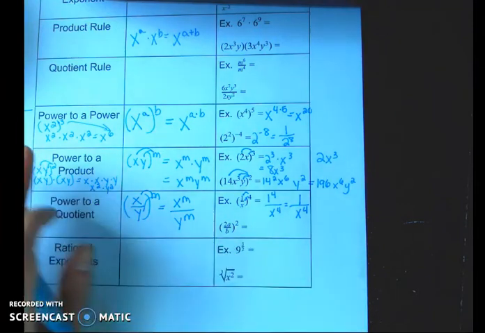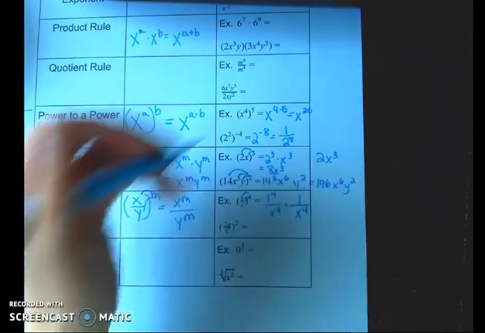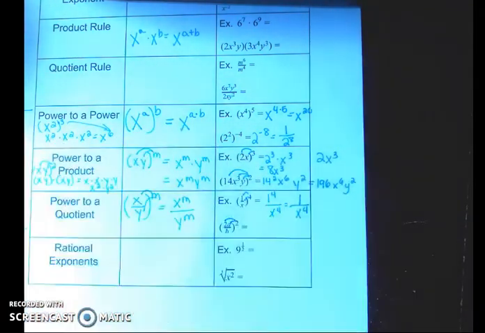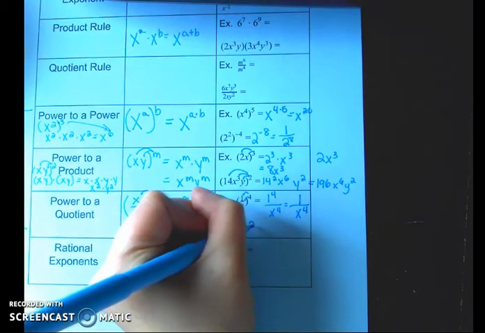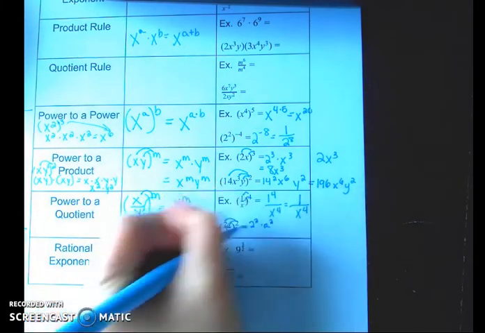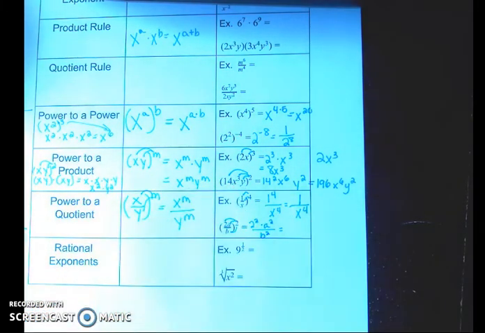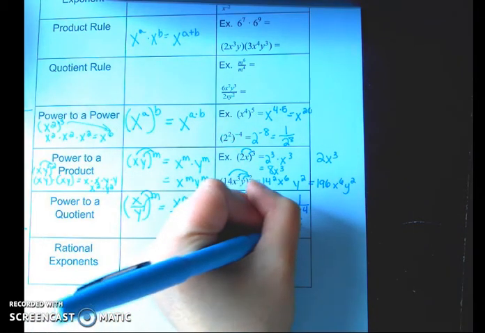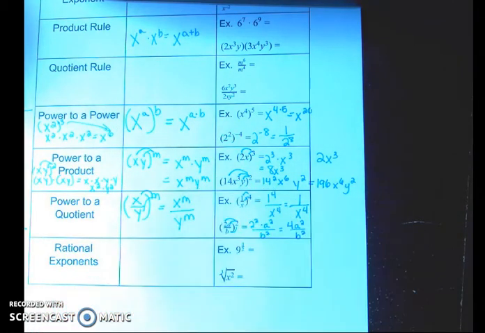This one we have some power to a product and power to a quotient because the top half is a product. And then, of course, we have the bottom for the power to a quotient. So that would look like 2 squared times a squared over b squared. And we can do 2 squared, which gives us 4a squared over b squared.